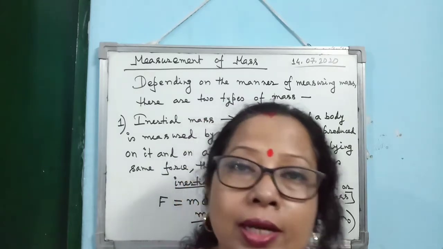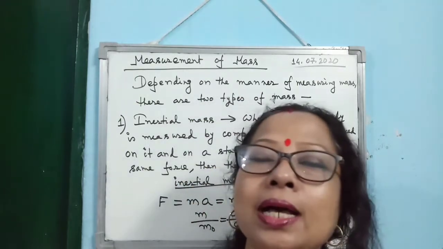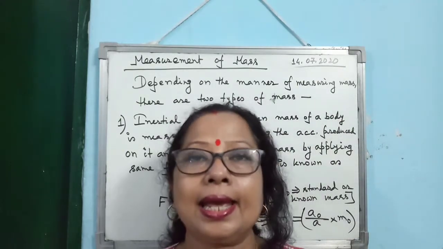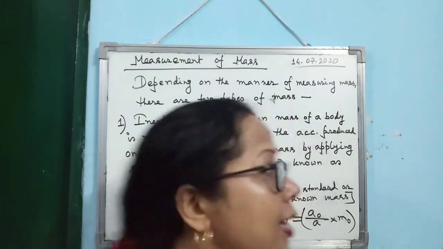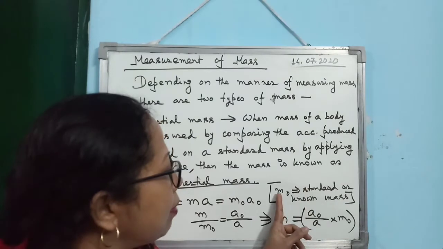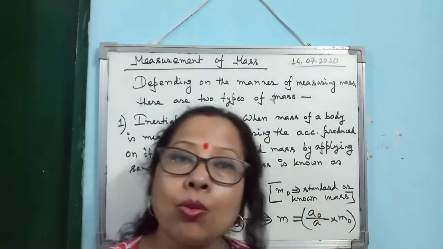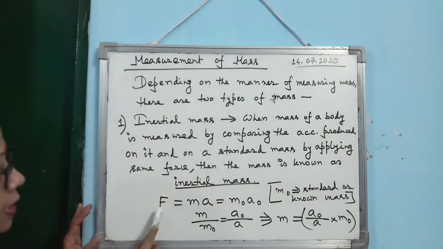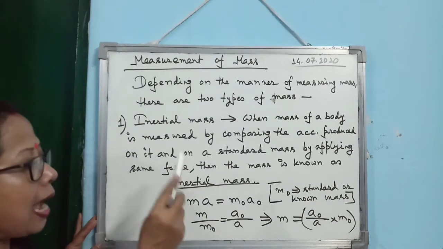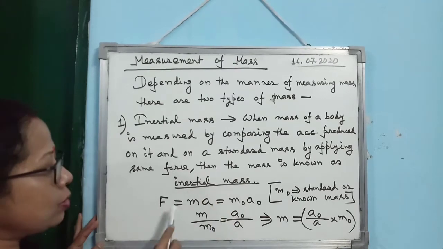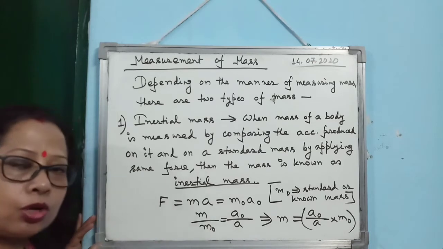Means more difficult to produce the acceleration. So for inertial mass, we take a standard or known mass. Suppose we have taken a mass m0, which is a standard or known mass. Now you apply the same force on the body whose mass you want to find and on the standard mass. Depending on their mass, different amounts of acceleration will be produced.